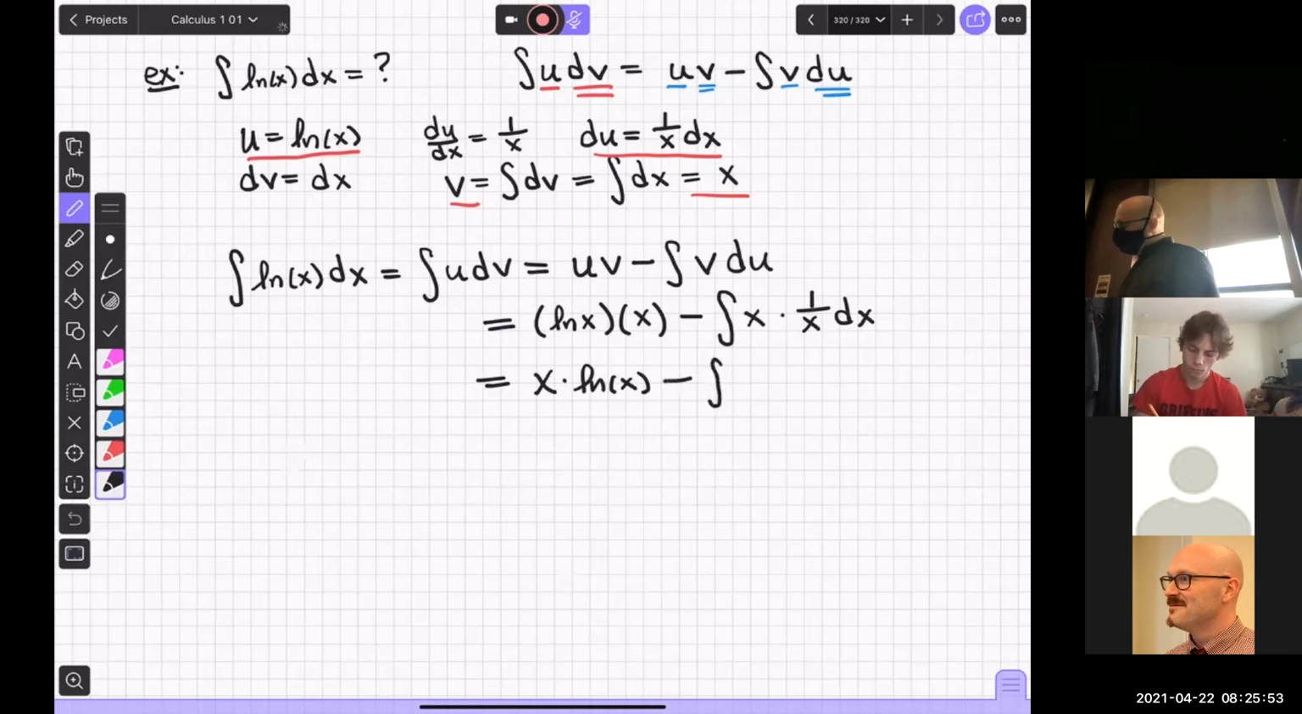Okay, well now I'd like to write what I'm actually integrating now. Are there any suggestions for how to simplify what I'm integrating? Cancel the x's. I agree with that. That seems like the thing to do. So they'll cancel down to what? They'll cancel down to 1. Okay, so what is the antiderivative of 1? It's x.